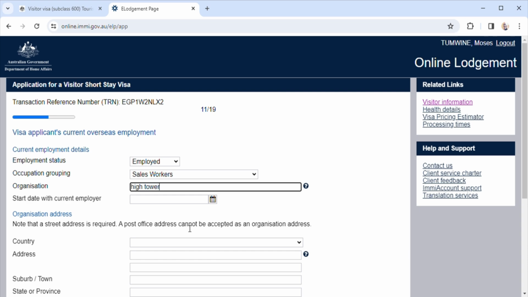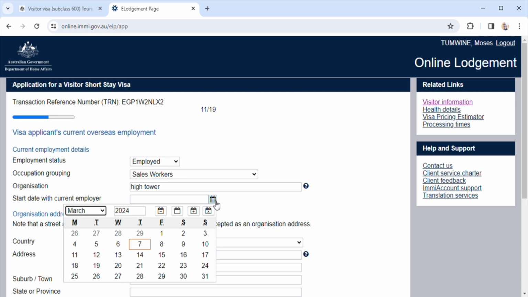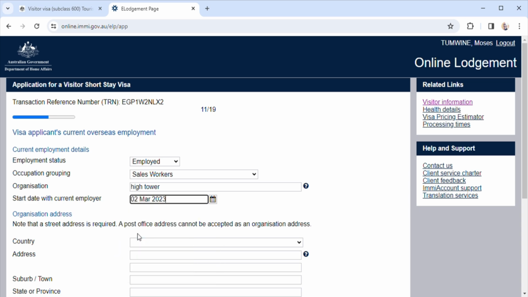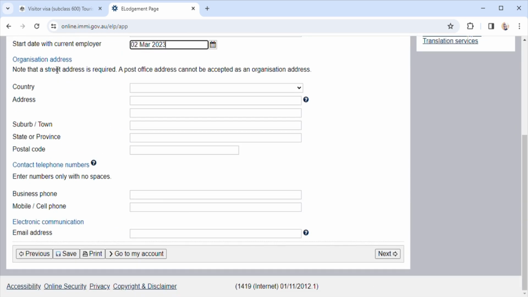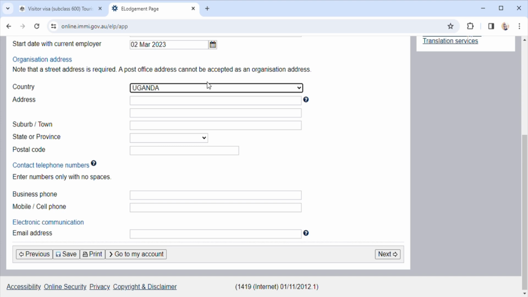I'm just using an example. Start date with this current employer, the period like when you started working with this company, you may put since last year. So organization address, you put the address of that company or that organization you are working with, guys. I don't want you to get stuck. Just follow the steps as I'm showing you. Everything will be easy for you. You put the address here.